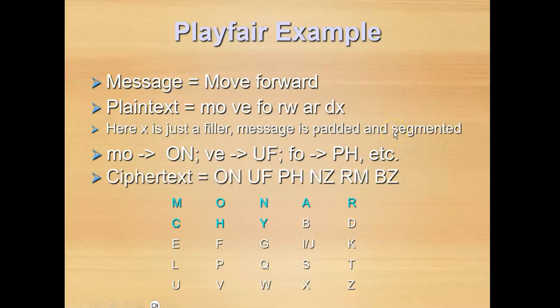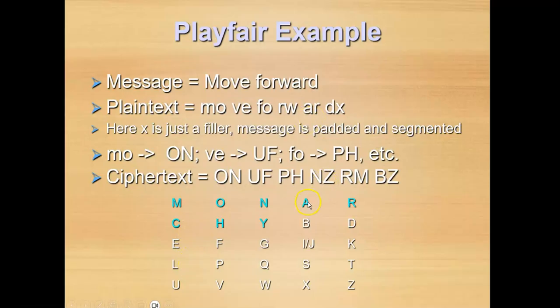Okay, and the next pair, R, W. R is placed here and W is placed here, right? So these are in two different columns. So R is going to be replaced by Z and W is going to be replaced by N. So we are getting NZ here.